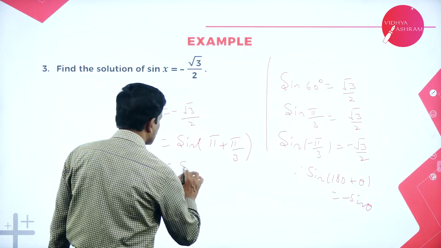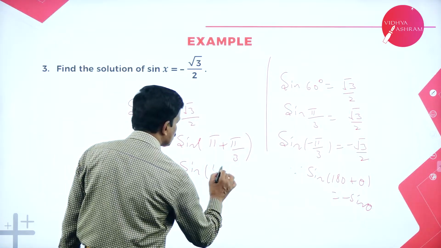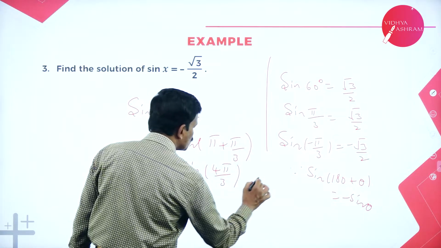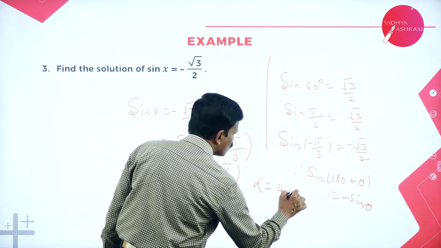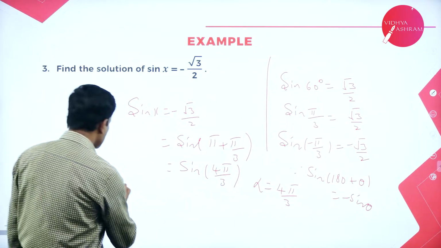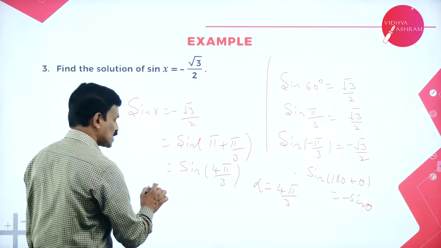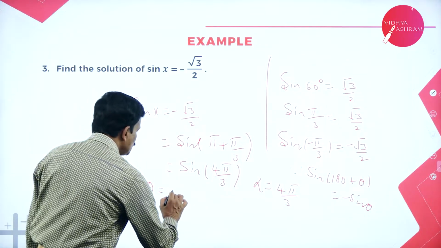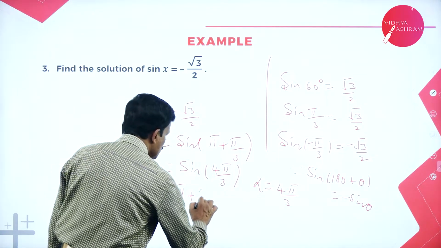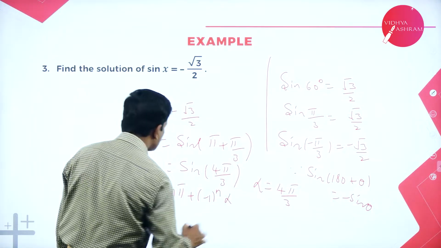So, therefore, this can be written as sine of 3 pi plus 1 pi, which is 4 pi by 3. So here alpha is equal to 4 pi by 3. What is the general solution? As I told in the beginning, the general solution for sine theta is theta equals n pi plus minus 1 to the power of n into alpha.